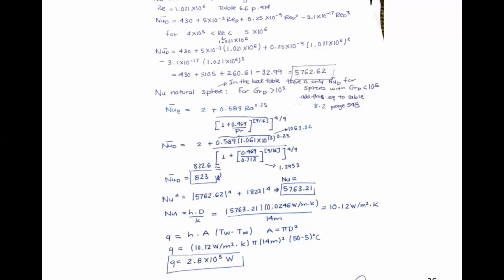The rest becomes straightforward, right? We get the h out of the Nusselt, like always. And finally, the heat transfer rate with an area for that sphere of pi d squared, right? So pi d squared times the h value that we get from our combined Nusselt, multiplied by delta T, gives us the heat we need to supply. We need to supply 2.8 10 to the 5 watts through the propane burner for the balloon to keep in place.